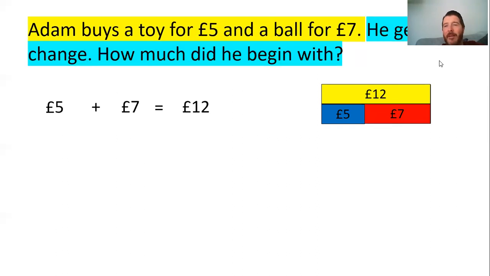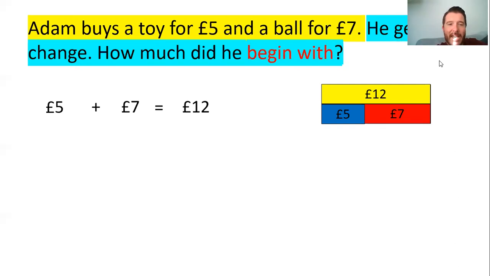Now, he got £8 in change. So that means that when he paid £12, he was given £8 back. Now, the word change here makes us think that we need to take away, but we don't, do we? Because we want to find out the amount of money that he started with. So we're going to do the opposite. It's like a missing number problem this time.